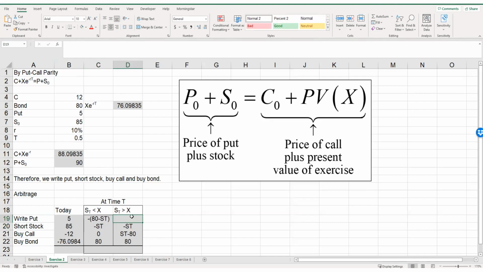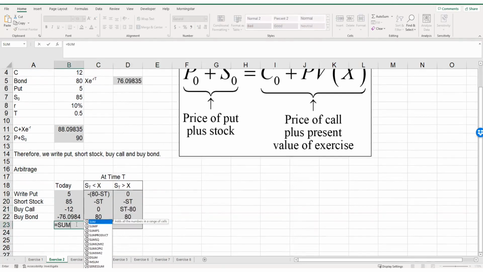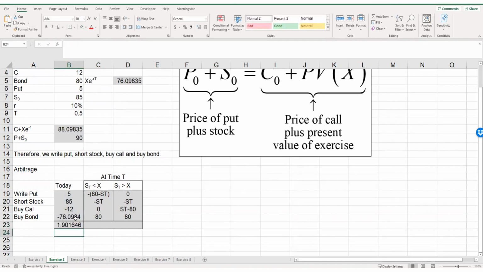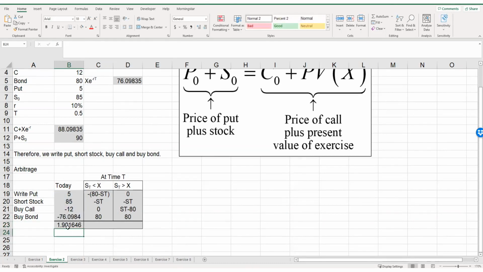Here, no one will exercise the put since the stock market has a better price to sell. So it's going to be 0. So now let's say today, the total profit of these 4 different positions will be just the sum of all of these positions. So the sum of all of these positions will be giving you a $1.9 pure gain.